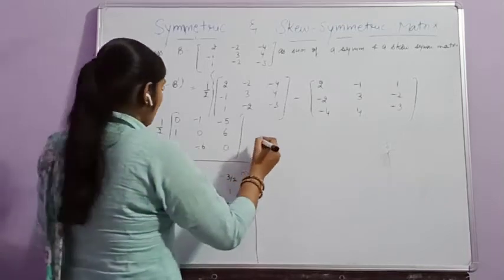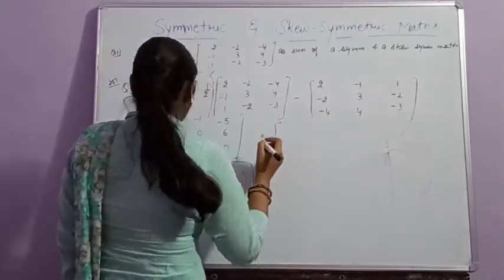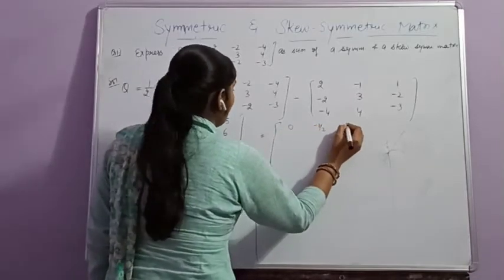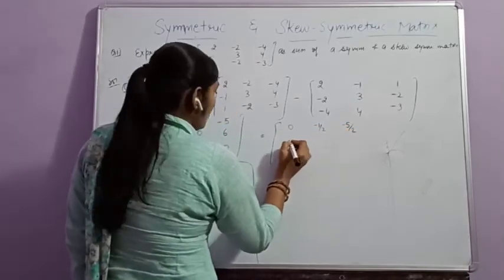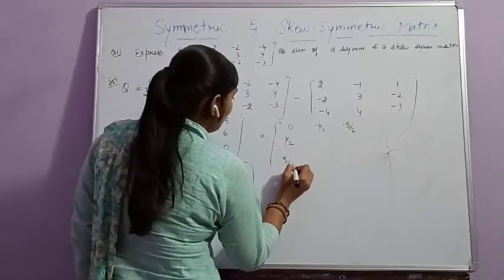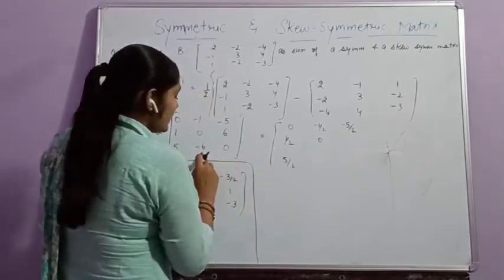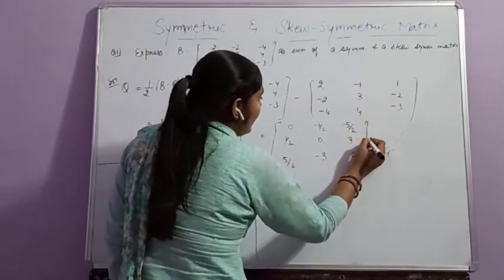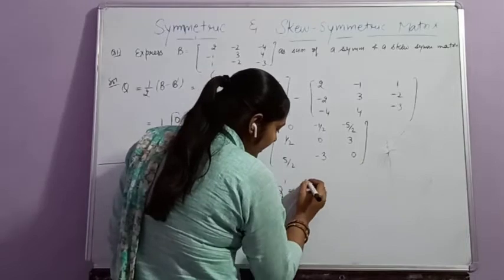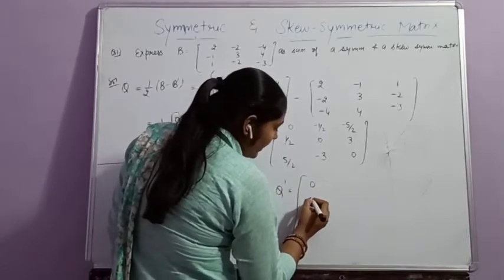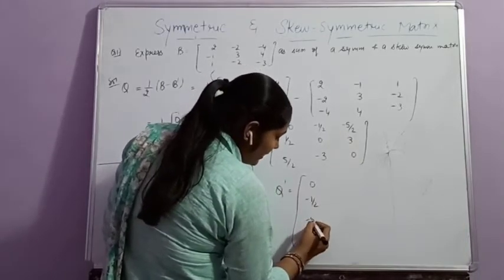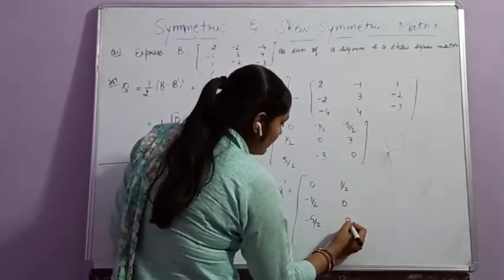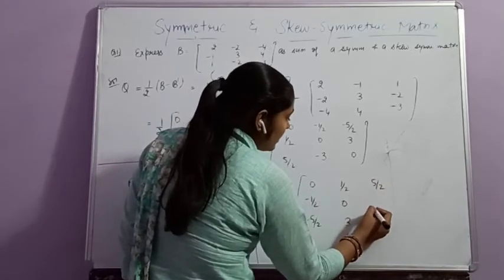Clear? That is equal to 0 by 2 is equal to 0. Next is minus 1 by 2, minus 5 by 2, 1 by 2, 5 by 2, 0. Minus 6 by 2, that is equal to minus 3, 6 by 2, 3, 0. If we find Q transpose, then it will be equal to 0, minus 1 by 2, minus 5 by 2. First row is converted into first column, second row in second column, third row in third column.